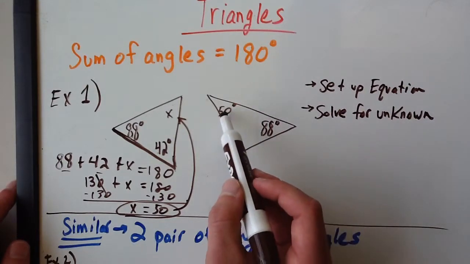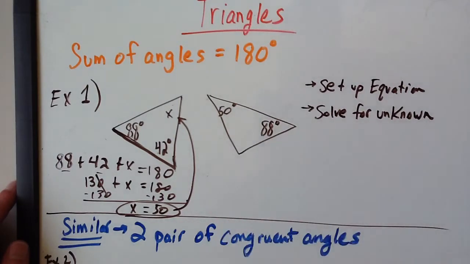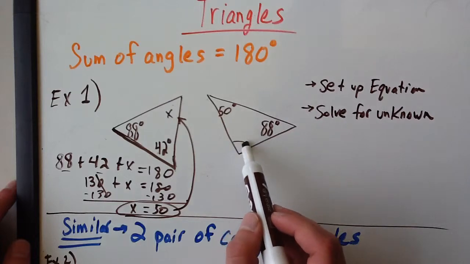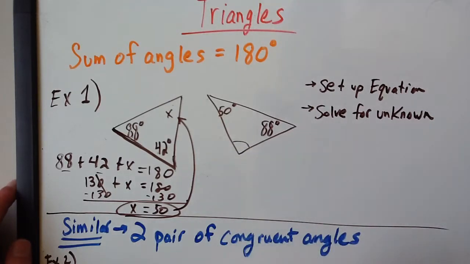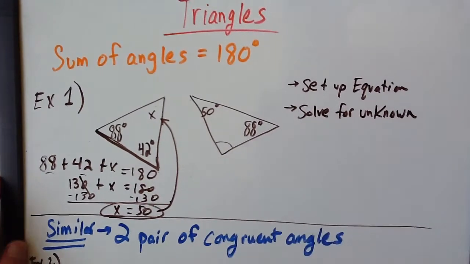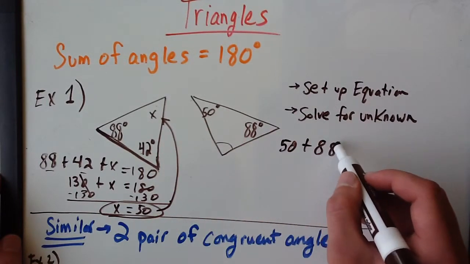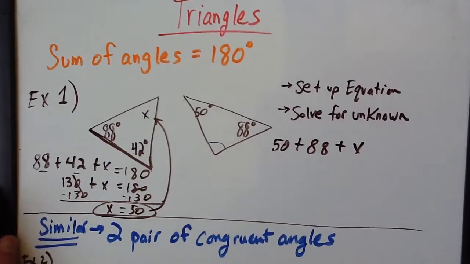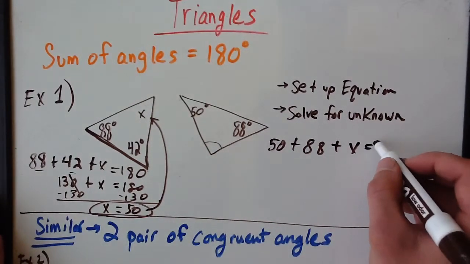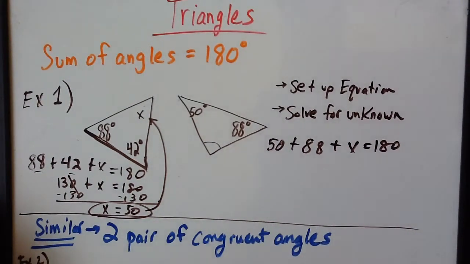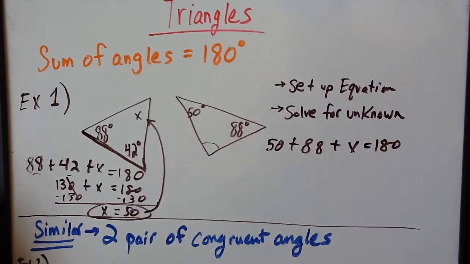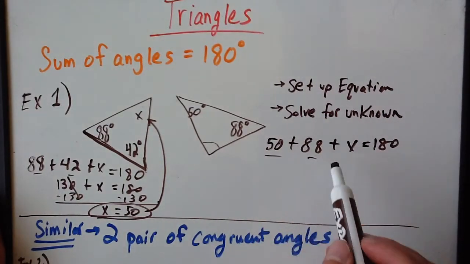I have an angle of 50 degrees, an angle of 88 degrees, and I want to know the missing angle right there. Okay, so again, I'm going to set up an equation and solve for the unknown. So I have 50 degrees plus 88 degrees plus some angle measure, which I can call x. All three of those added up will equal 180 because all of the angles in a triangle add up to 180. Again, combine your constants.